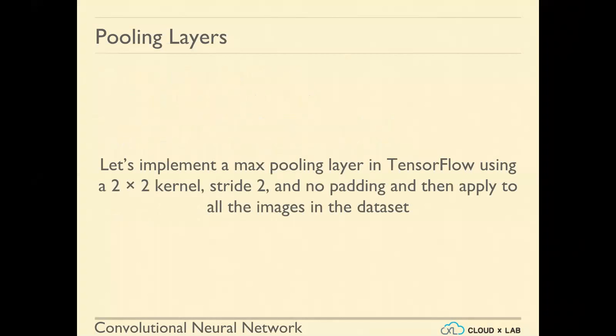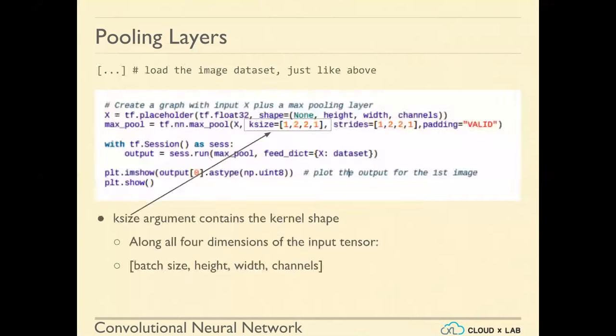Let's implement the max pooling layer in TensorFlow using a 2 by 2 kernel with a stride of 2. We are taking a small rectangle of 2 by 2 and moving it every time by 2, and then taking the max of all the pixels. That's all. No padding, and then apply it to all the images in the dataset. You can see here, first we have defined the input x as a placeholder, and max pool equals tf.nn.max_pool, where we say this is the input and this is the kernel size.